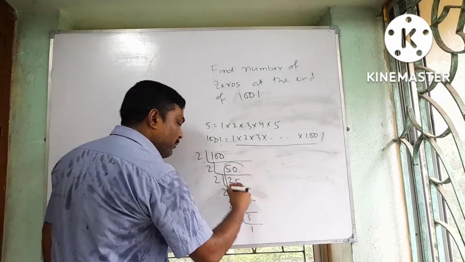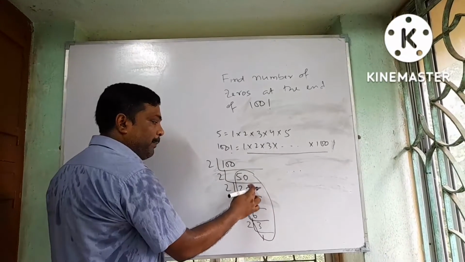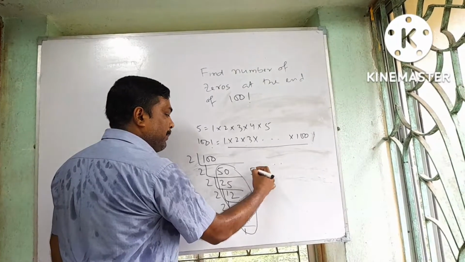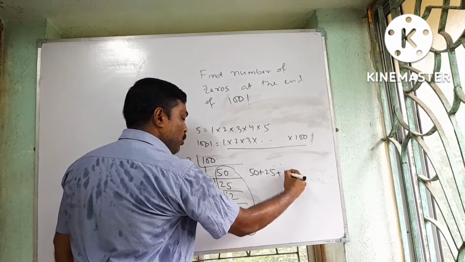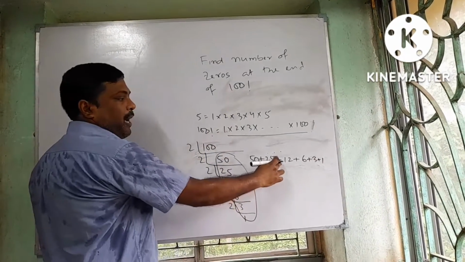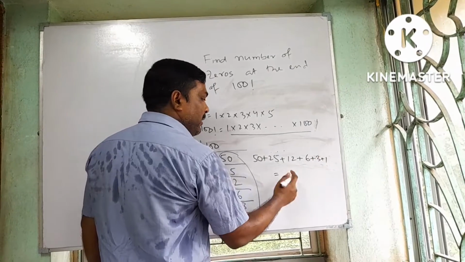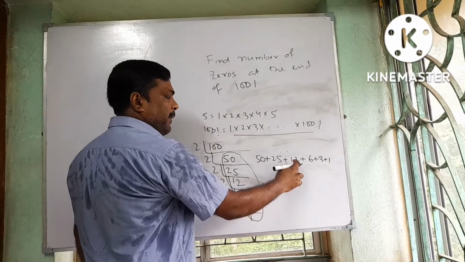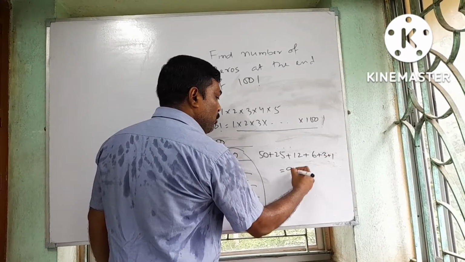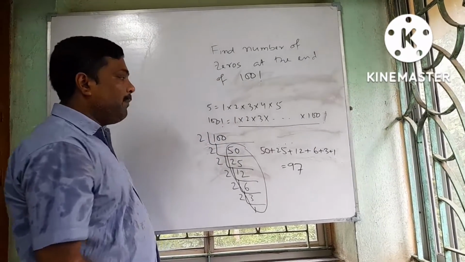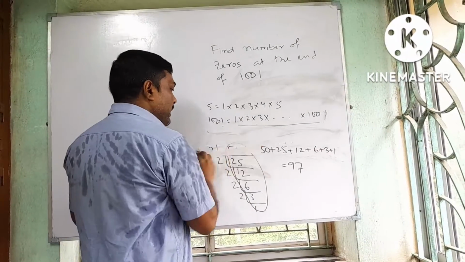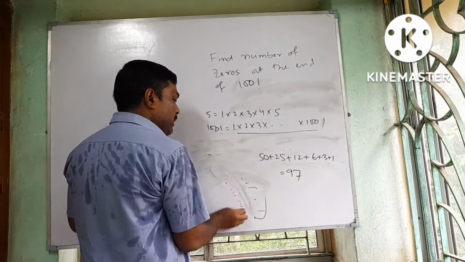Now calculate the sum of the quotients. That is 50 plus 25 plus 12 plus 6 plus 3 plus 1. So it is 75, 87, 93, 96, 97. So at the end of this product, we have a total of 97 2's.